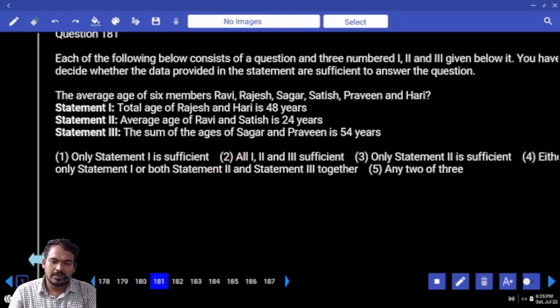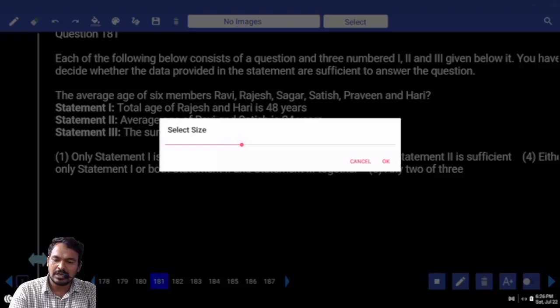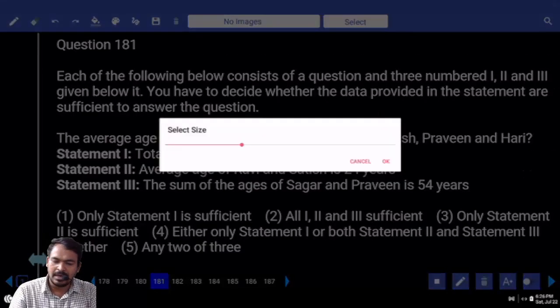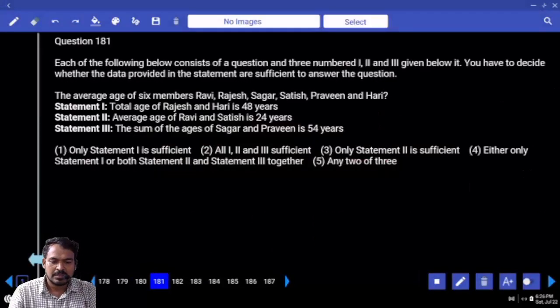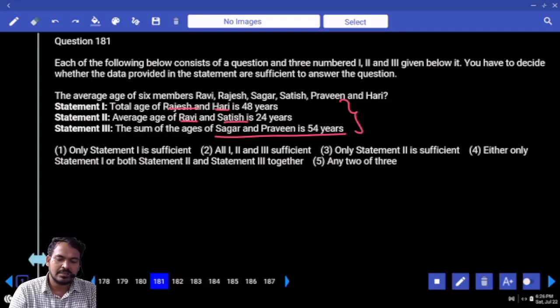The average age of 6 members Ravi, Rajesh, Sagar, Satish, Praveen and Hari. Total how many persons? 6 persons, average is required. In first one, Rajesh and Hari data are given. Second one, Ravi and Satish data are given. Third one, Sagar and Praveen data are given. By using 3 statements, we get the average of 6 persons. Then all the 3 statements are sufficient. Then the answer is the second option. All 1, 2, 3 are required.